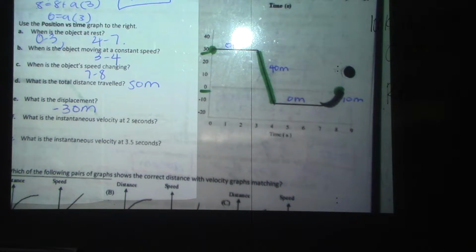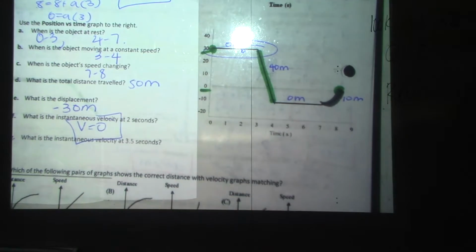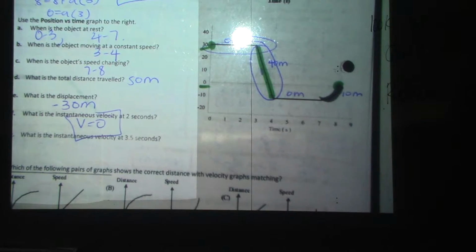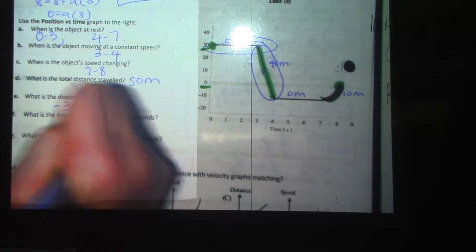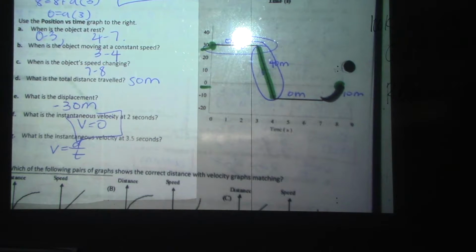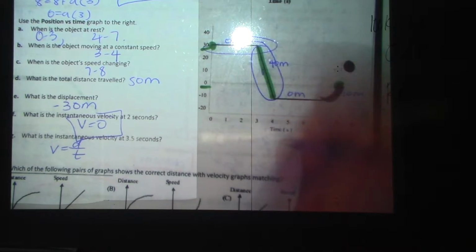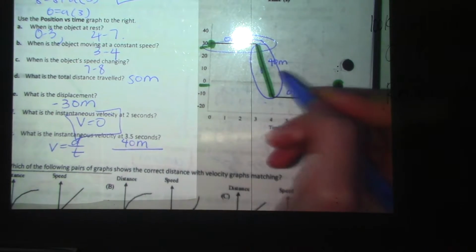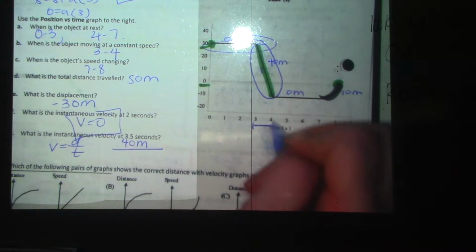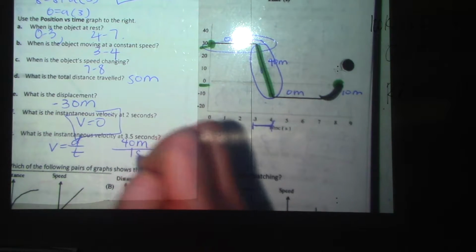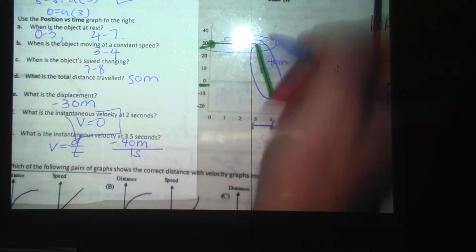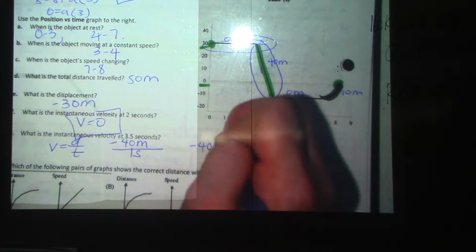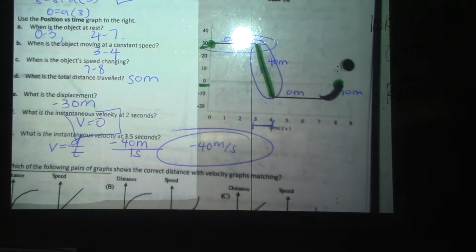At 2 seconds, we already said that this was at rest, so your velocity would just be 0 in that time. And instantaneous velocity at 3.5, well, that would be this green section right here. V equals d over t. Remember, we cannot find velocity for a point, but I can do it for a section, so I'm going 40 meters. And the time that it took, 3.5 just tells me what section to look at. I'm still looking at the time for the section, which was from 3 to 4, which is 1 second. And technically it's backwards, so that would be like down negative 40. So that would give me my velocity of negative 40.